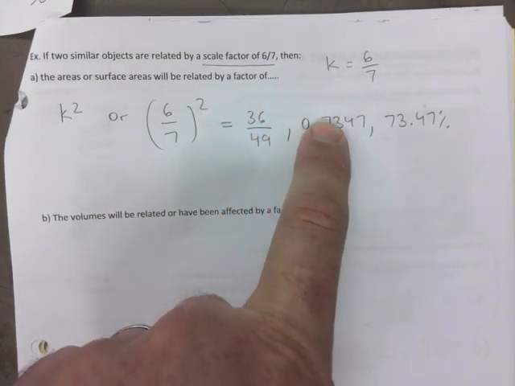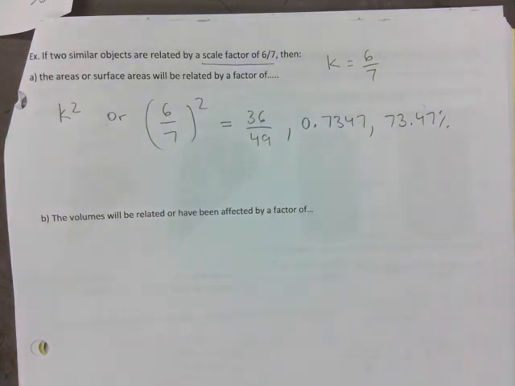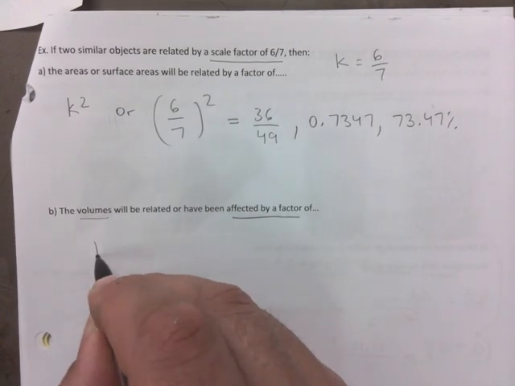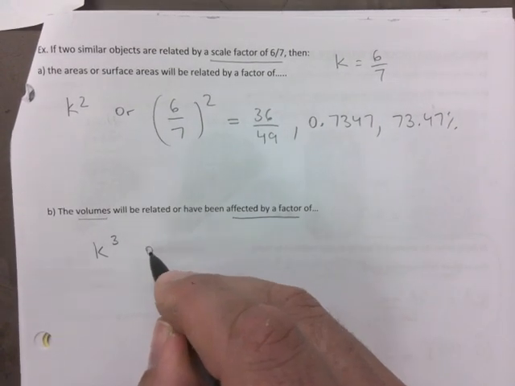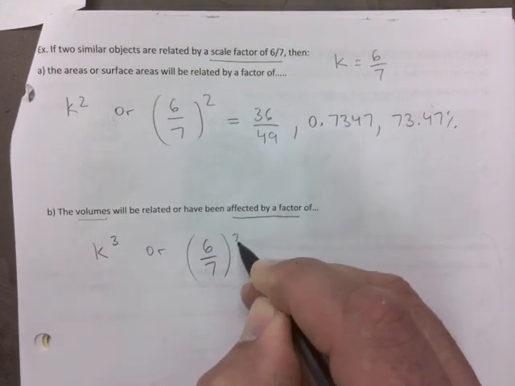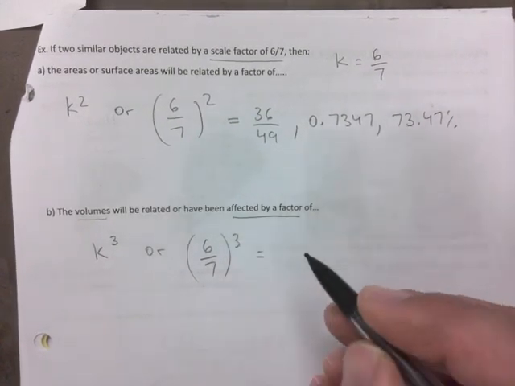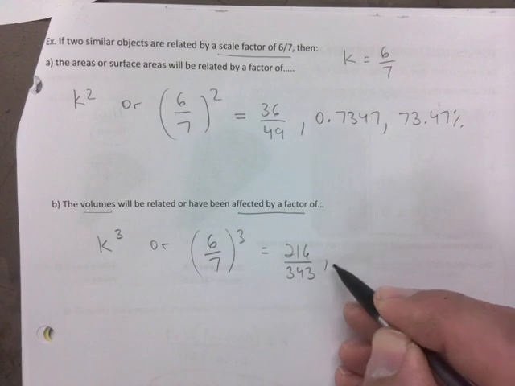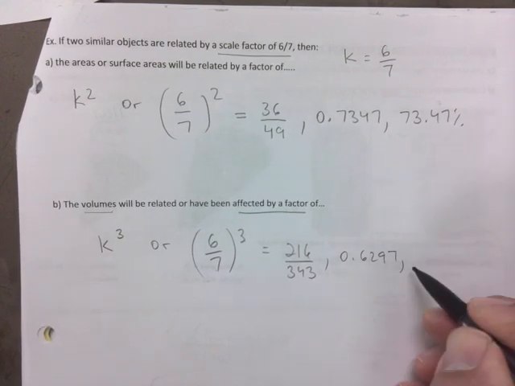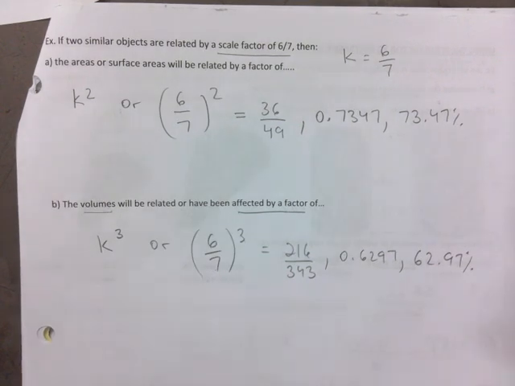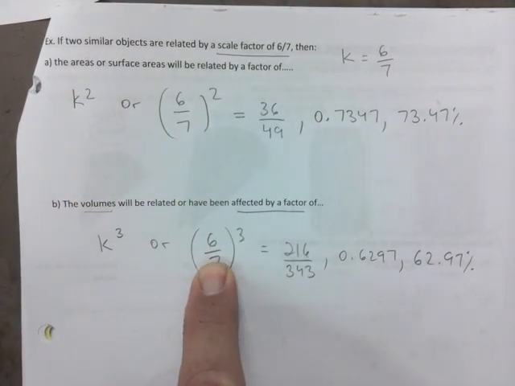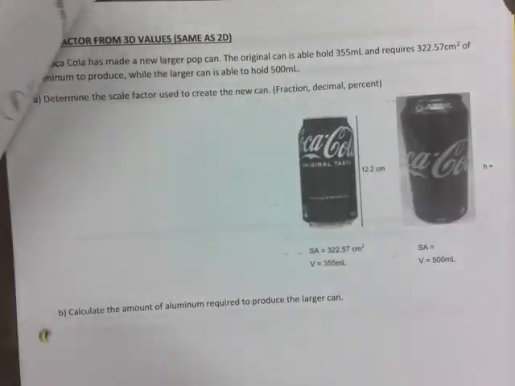So they've been affected by k squared. You can say it this way or that way, it's up to you. The volumes will have been affected by a factor of not just k, but k cubed, or 6/7 cubed. 6 to the power of 3 is 216. 7 to the power of 3 is 343. That amounts to 0.6297 or 62.97%. So that is just a fact. When I say areas or something two-dimensional, it's not k, it's k squared. Volumes are related by a factor of k cubed. All right, let's move on.